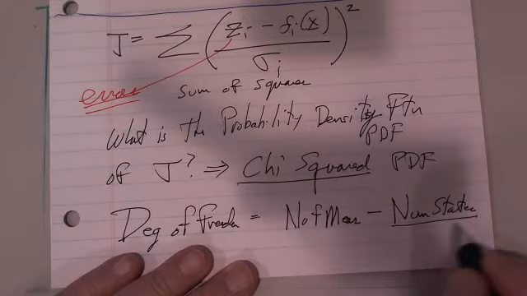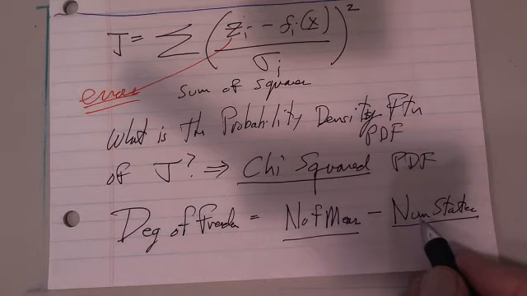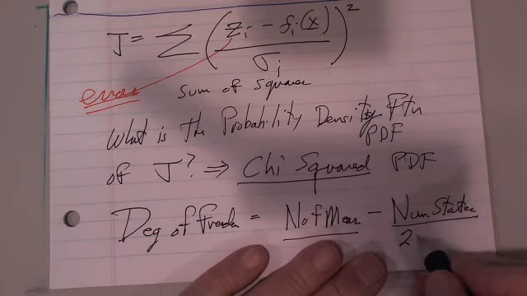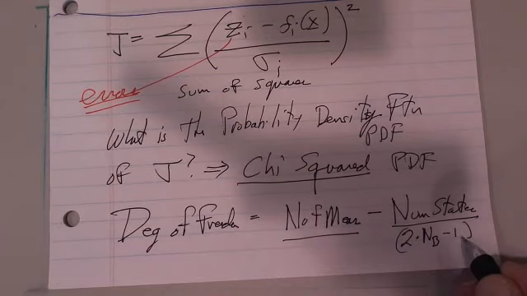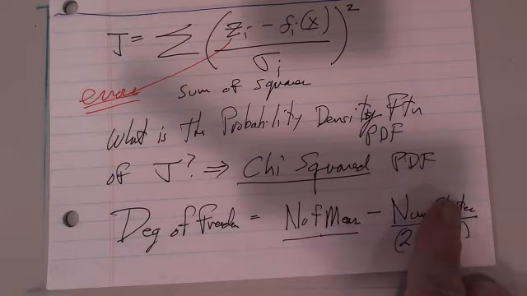Now, in a power system, the number of states, you've got V and theta, so at a substation, that's equal to 2 times the number of buses minus 1. Again, we have to assume that one of the phase angles is known to be 0 and everybody else is related to it. The number of measurements is the number of measurements around the system. So the degrees of freedom, you want it to be large.